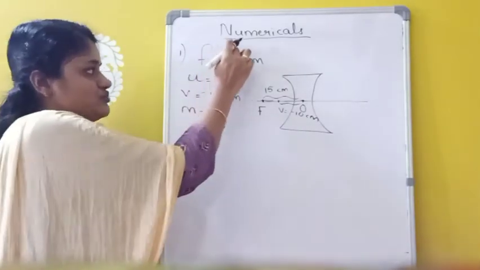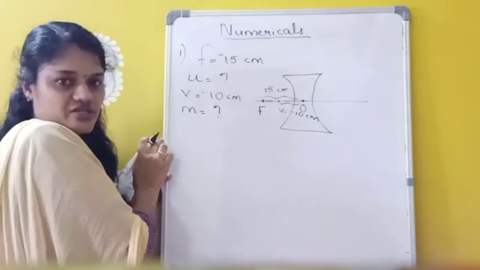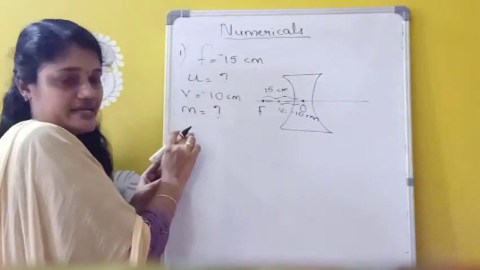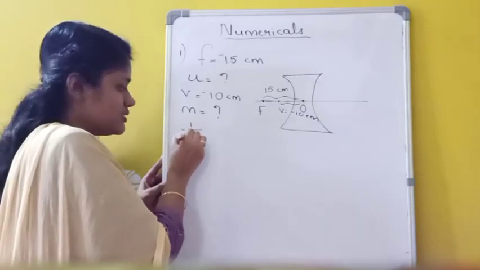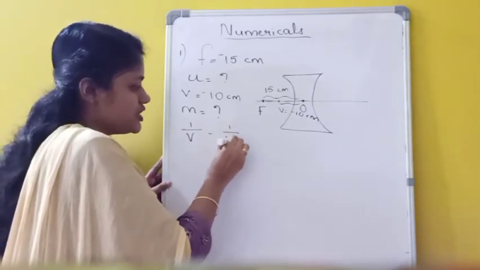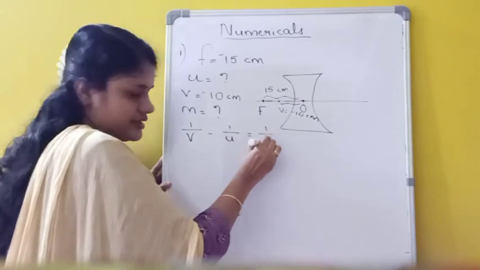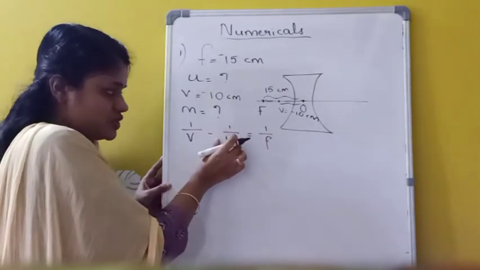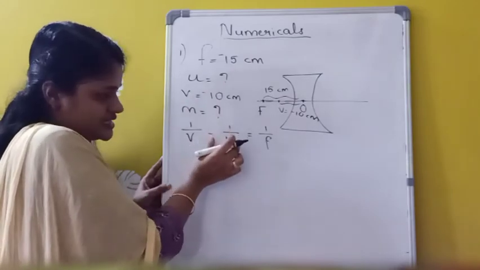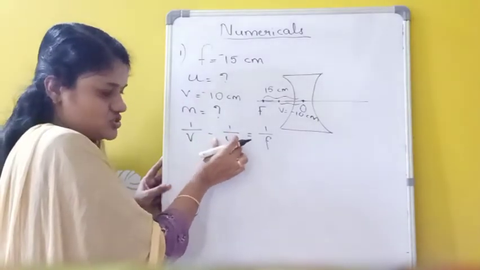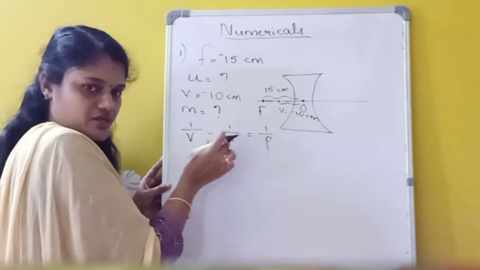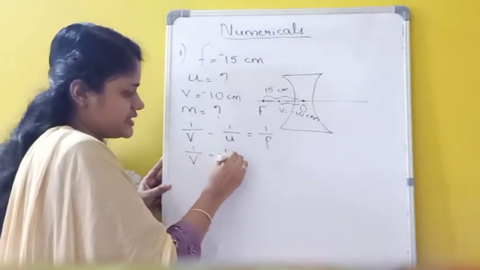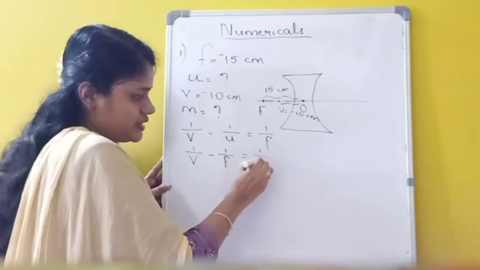So we have focal length here and v is also here, and we have to find which one? u. So first of all we have to write which one? Lens formula. So we have the lens formula 1 by v minus 1 by u equals 1 by f. And here what we have to find out? u. That means this 1 by u we have to keep on one side. So here it is minus 1 by u, I am taking this to the right hand side, and this one I am taking to the left hand side. That means 1 by v minus 1 by f equals 1 by u.